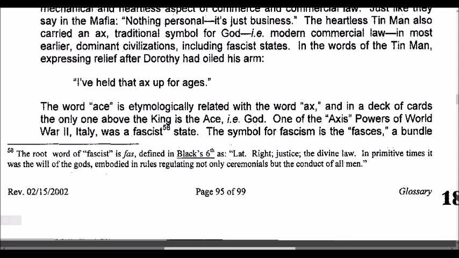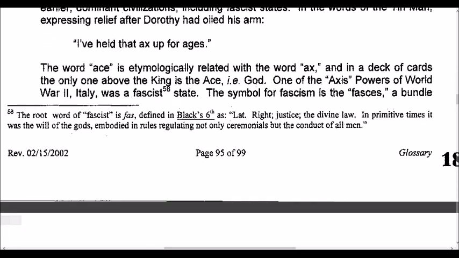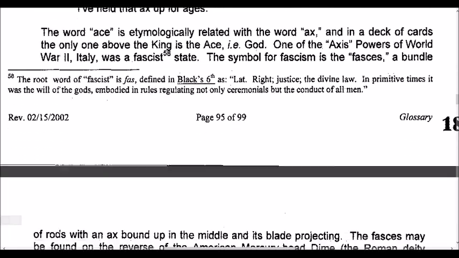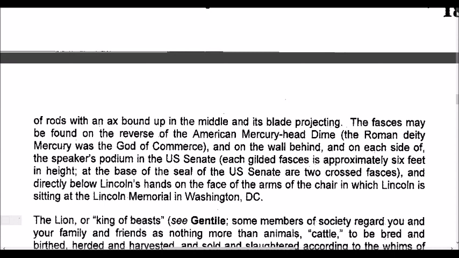The word ace is etymologically related with the word axe, and in a deck of cards, the only one above the king is the ace, that is to say God. One of the Axis powers of World War II, Italy, was a fascist state. The symbol for fascism is the fasces, a bundle of rods with an axe bound up in the middle and its blade projecting.